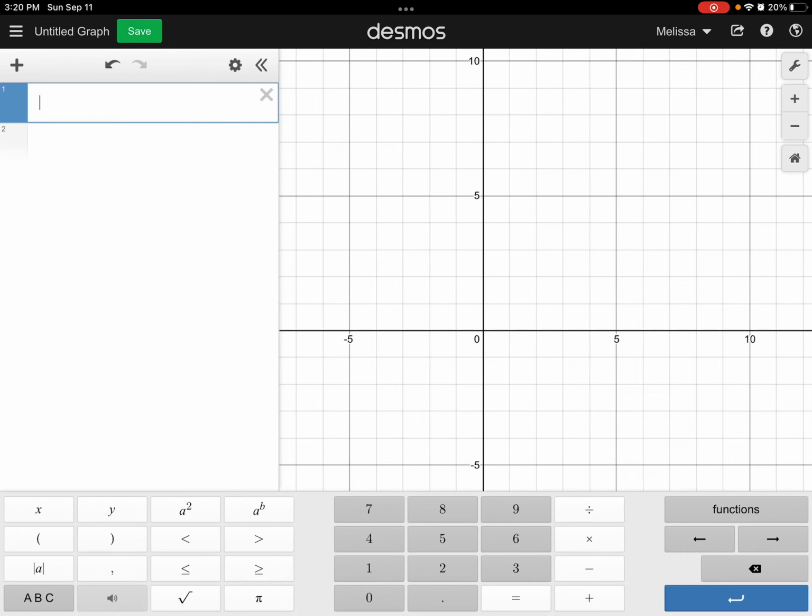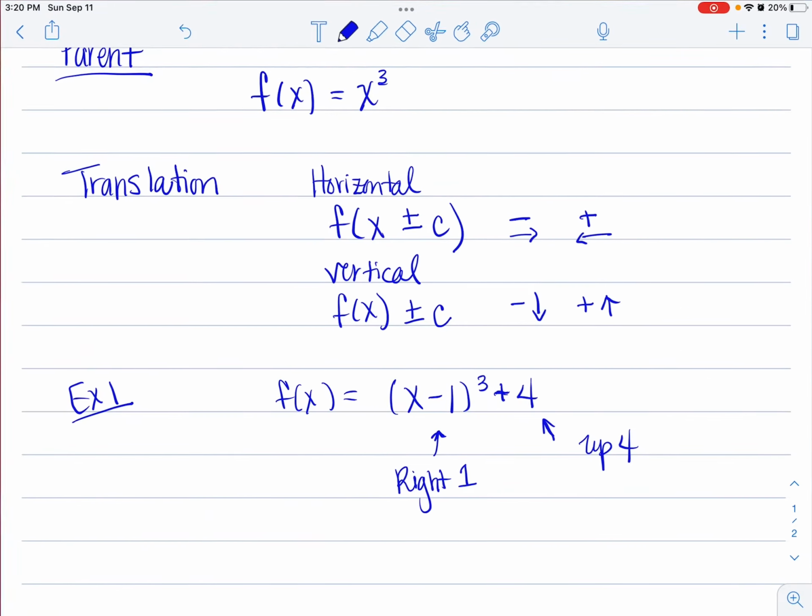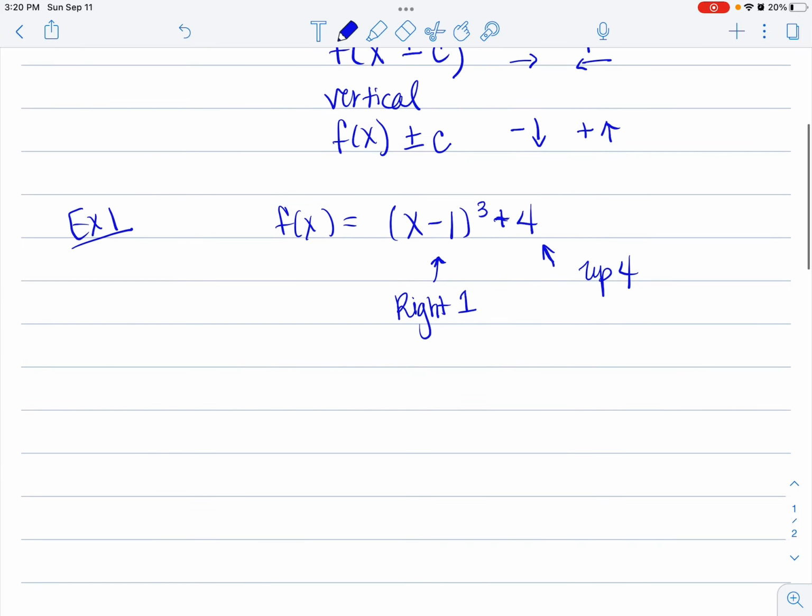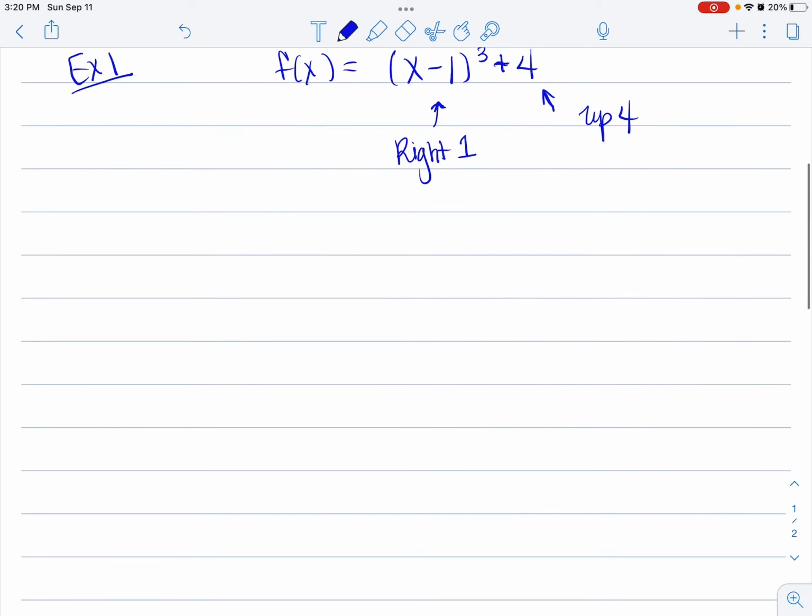Okay, so let's get rid of those. Let's go back here and talk about a reflection. Now there are 3 different kinds of reflections. 2 of them are straightforward, one of them is a little iffy.